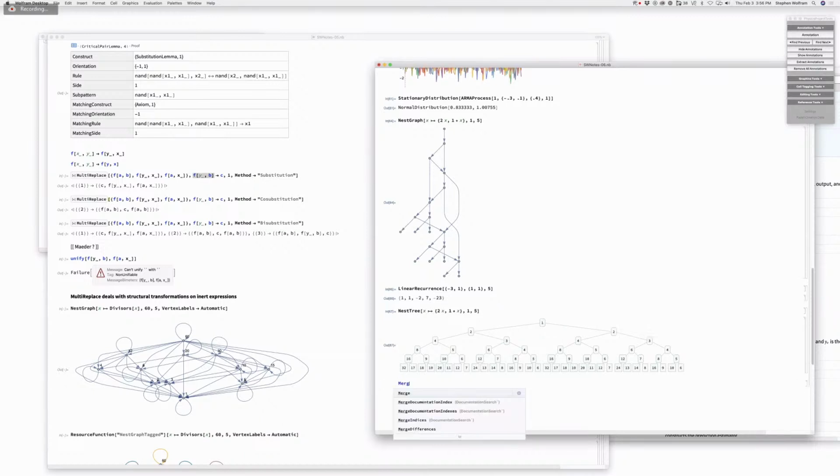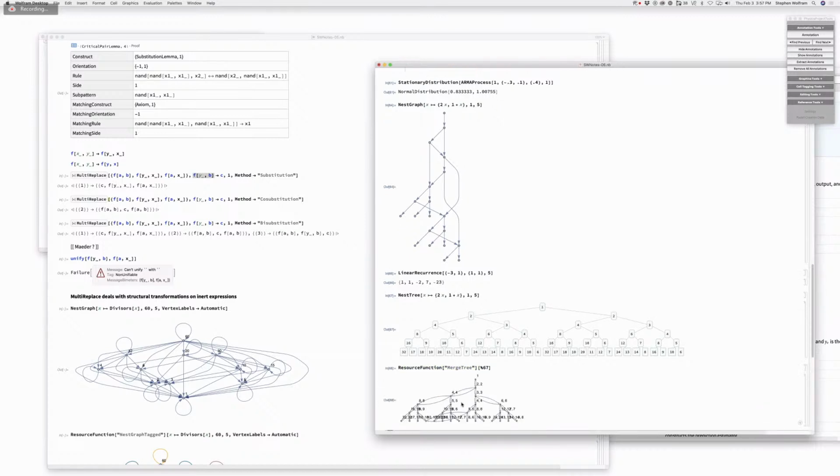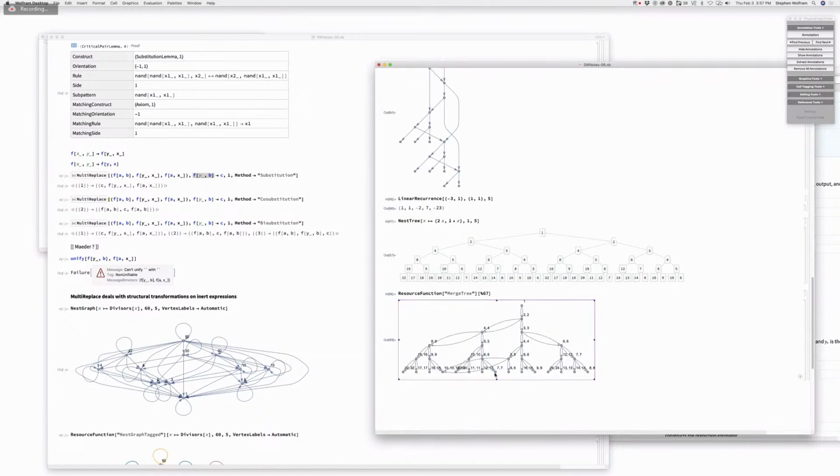What is it? Is it a resource function? Yeah, merge tree. And what do I do, just feed it a tree? Yes, you just feed it a tree. Wow, okay. And is that your function, Nick? Yes.